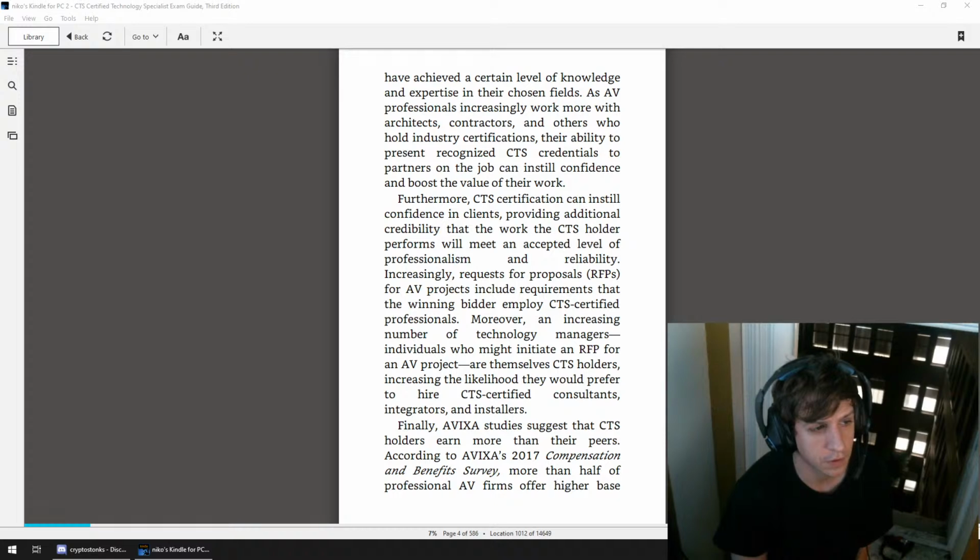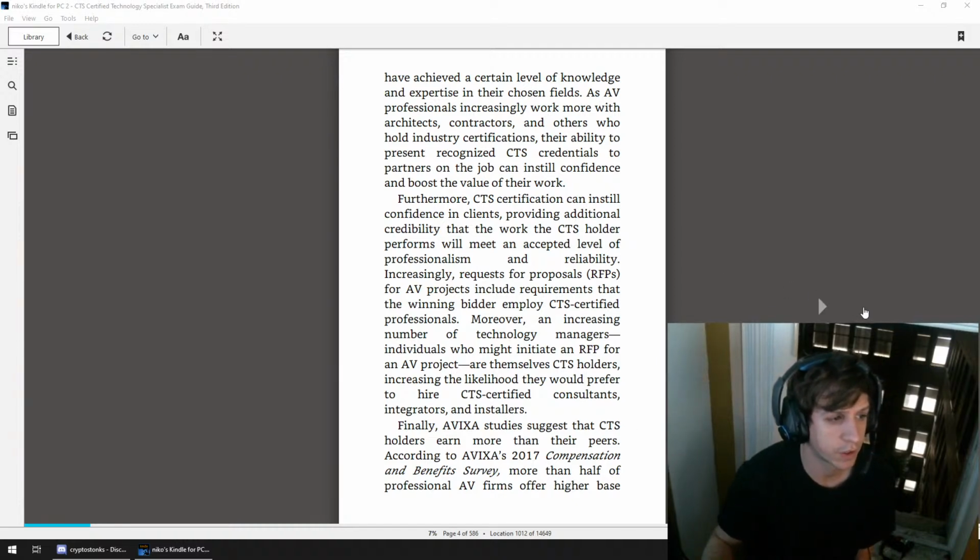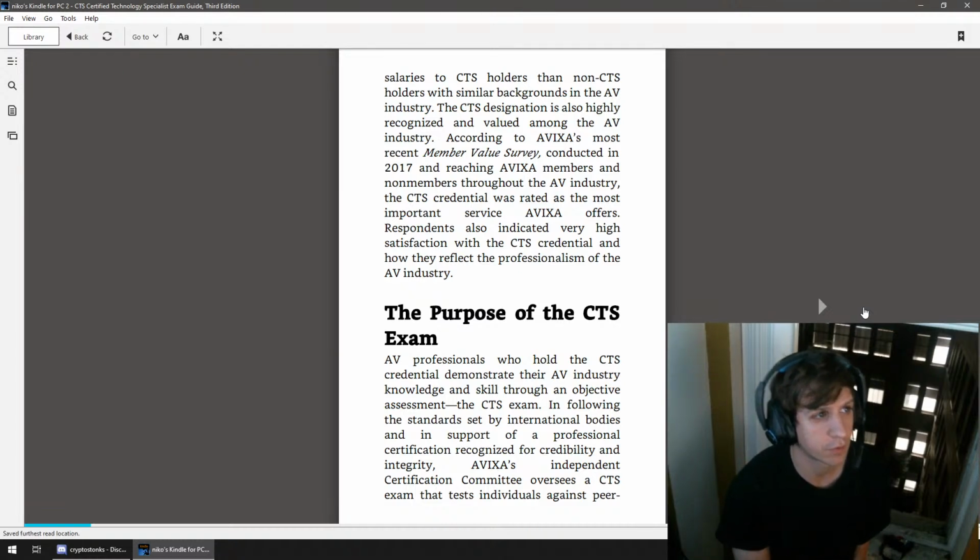Finally, AVIXA studies suggest that CTS earners earn more than their peers. According to AVIXA's 2017 Compensation and Benefits Survey, more than half of the professional AV firms pay higher salaries to CTS holders than non-CTS holders with similar backgrounds in the AV industry.